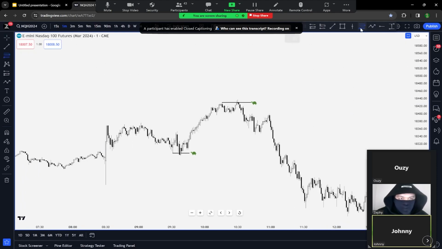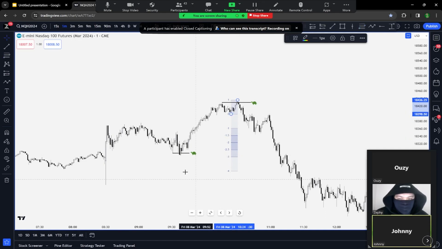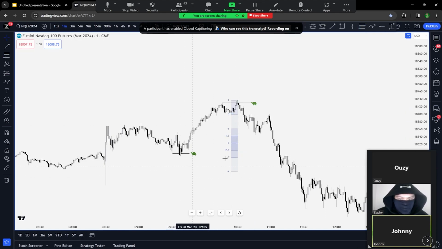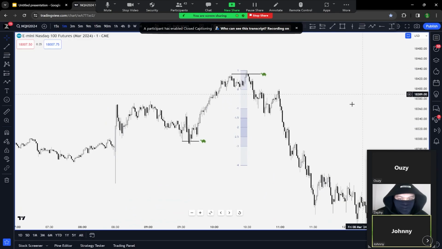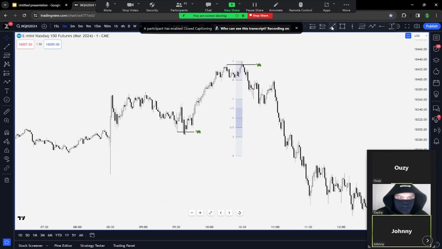You would take the swing low and anchor your fib from the high to the low, like this. That gives you extra targets, which is kind of like negative 2, negative 2.5. So this would be a good TP.